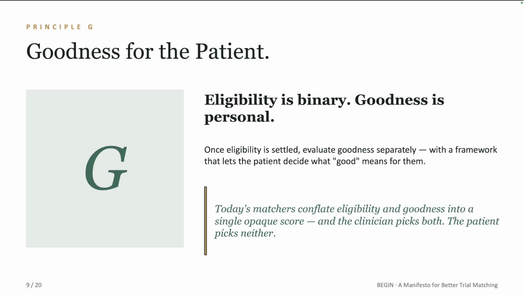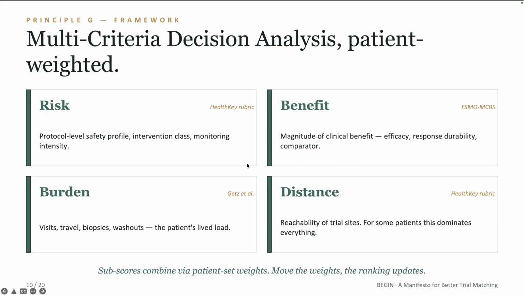The problem is today's matchers conflate eligibility and goodness into a single score, and the patient is not involved. So there needs to be a different approach. So the approach is multi-criteria decision analysis, patient weighted. So the patient weights, we ask for patient priorities among risk, benefit, burden, and distance, and the patient weights those.